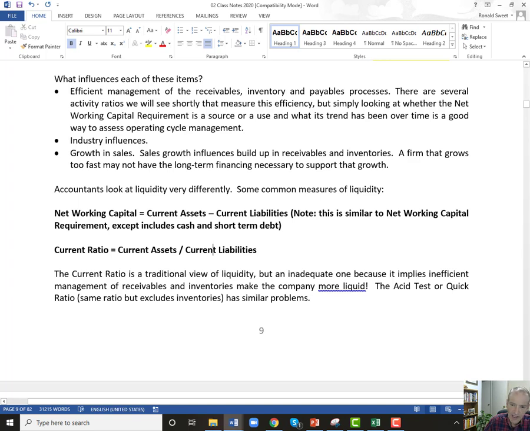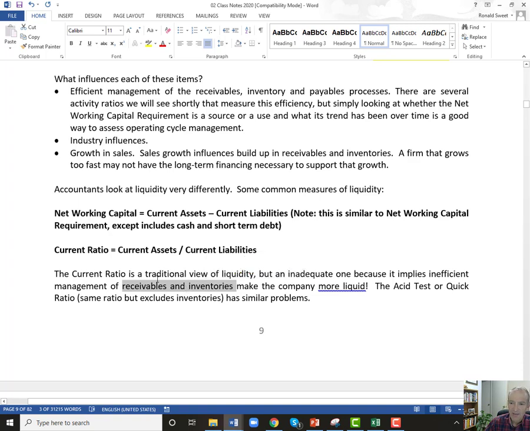And what your accounting classes will tell you is we want this number to be higher, not lower. And the higher it is, the more liquid the firm is. And especially we want this ratio above 1. Finance says no, we don't look at it like that at all. Why is that? Well, because a big part of current assets is receivables and inventories. And essentially the accountants are telling us firms that have a whole lot of receivables and inventories are very liquid firms.